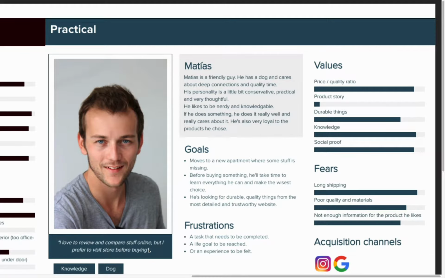Here's a quote about him. I actually took this from the interview that Sergio did. The quote is, "I love to review and compare stuff online, but I prefer to visit a store before buying." That is a quote that really characterizes him. He will only need to trust you once. He will only need to buy once, and his mind will always be with you. But again, it's very hard to get him because he needs to think a lot.